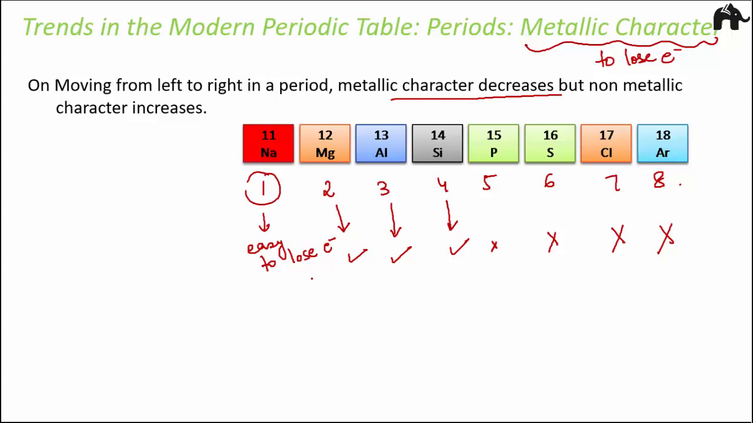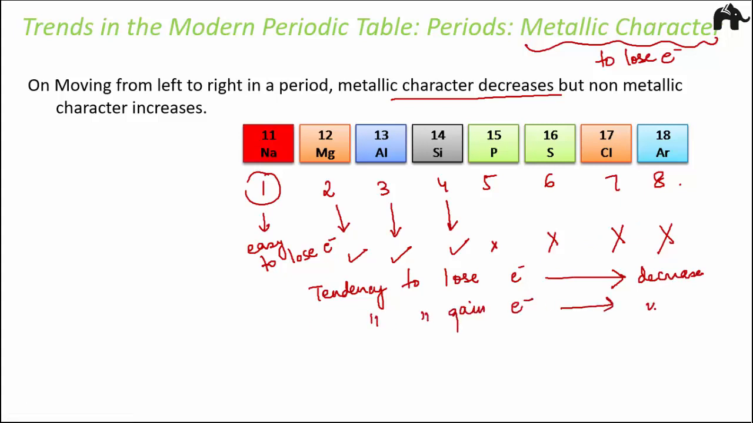So we see that the tendency to lose electron is decreasing. So we can say that tendency to lose electron decreases from left to right. So we can say that the metallic character decreases from left to right. And what happens to non-metallic character? Non-metallic character is just the opposite. Tendency to gain electron. So tendency to gain electron will increase as we move from left to right. Therefore, non-metallic character will increase as we move from left to right. So tendency to lose electron will decrease from left to right, and tendency to gain electron will increase from left to right.